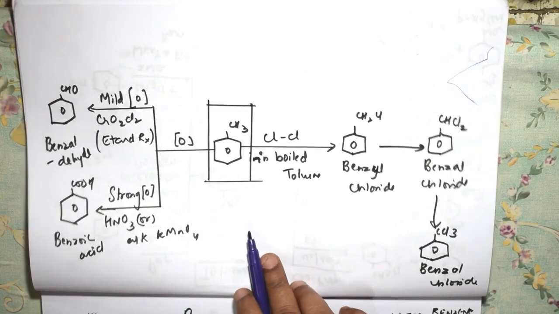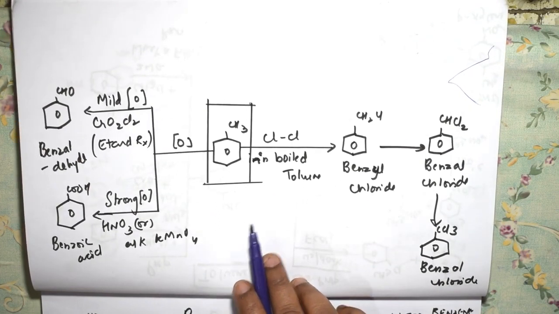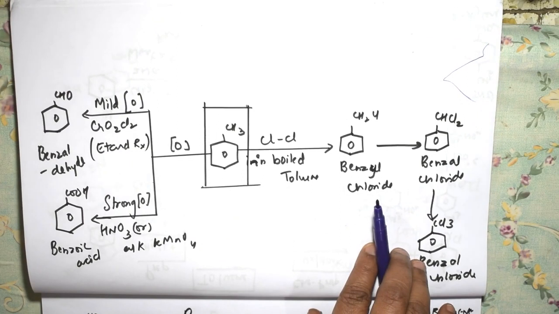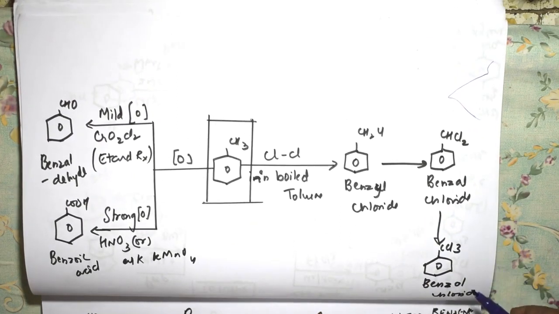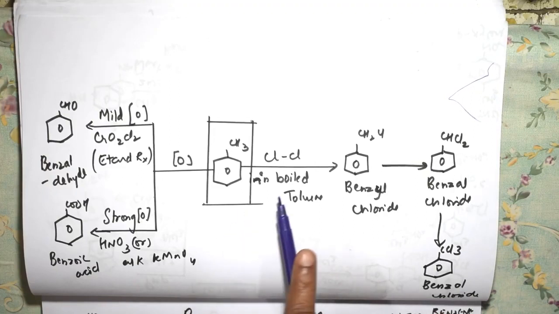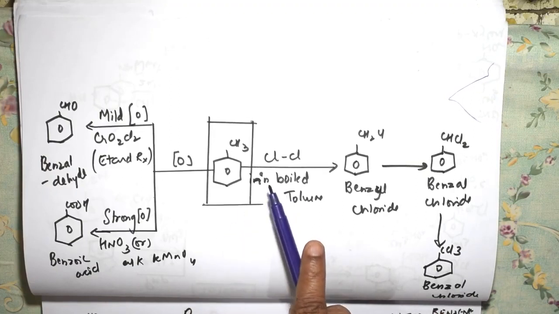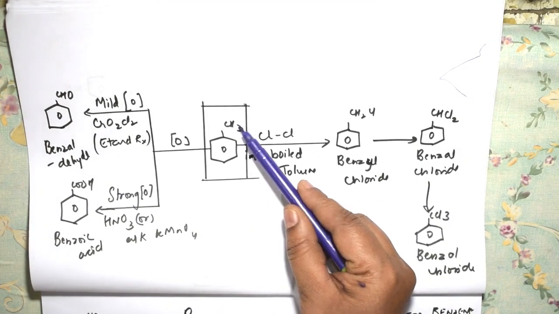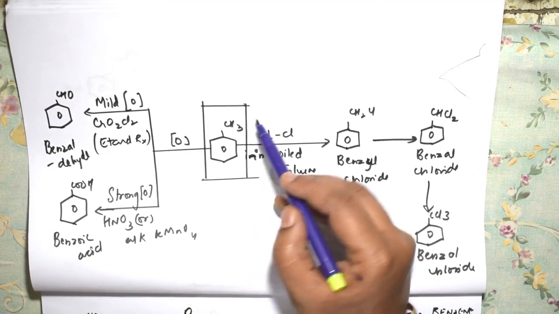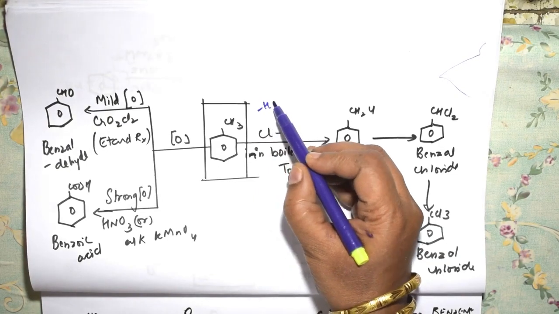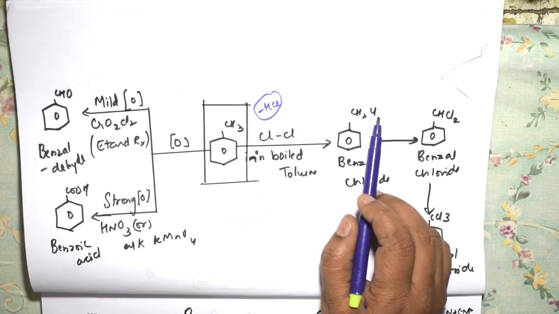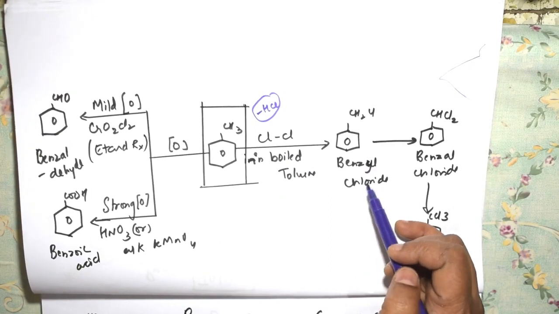Now let us see the important conversions of toluene, students. Basically they ask you to convert toluene into benzyl chloride, benzal chloride, and benzotrichloride. Let us see the difference. First of all, when you take toluene and you do chlorination, one hydrogen from here is substituted by chlorine, and you get minus HCl. One hydrogen is replaced with this chlorine, and it becomes benzyl chloride.